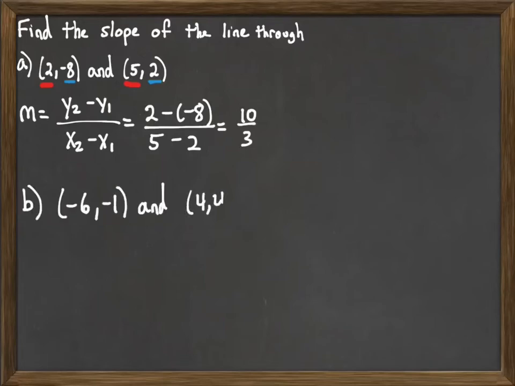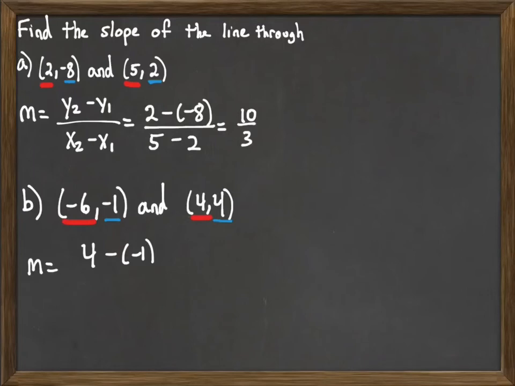Let's consider a second example here. Let's say we want to find the slope of the line passing through the points (-6, -1) and (4, 4). So again, first thing we want to do is indicate our x's and y's. And I've gone here and I've just underlined the y values in blue and my x values in red. So I have slope equals, and then I do the difference of the y's: 4, which is the blue 4, minus -1.